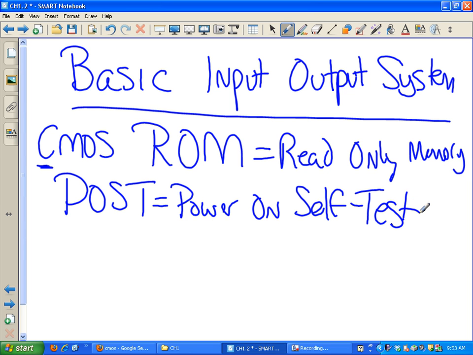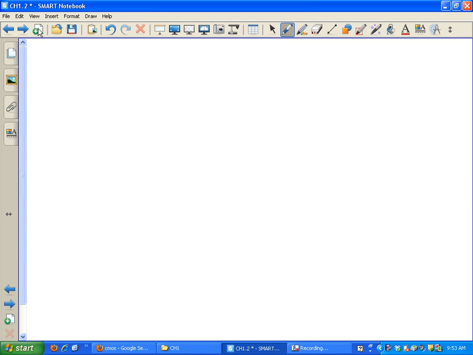Before anything else happens, it runs a test of the computer to see if things are working the way they're supposed to. What are the three things, and I'm not including power in this question, because we already have to have power or it's not starting at all. What are the three things I have to have for a computer to work?